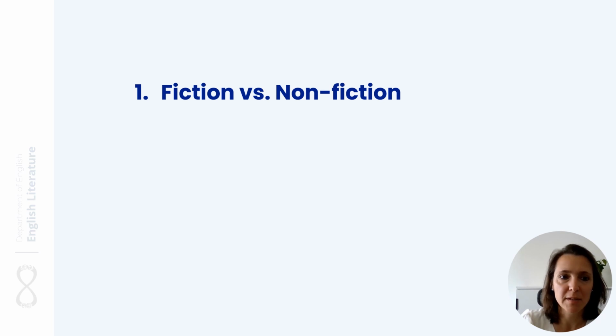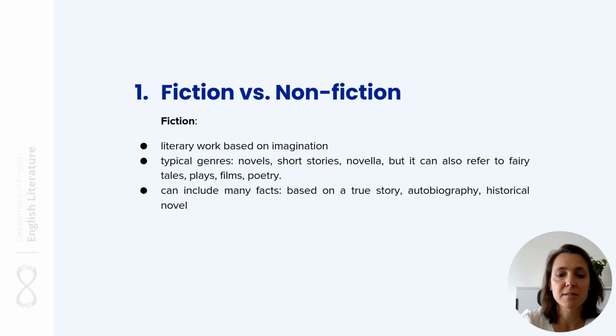So our first term is fiction. Fiction is a literary work based on imagination. So they are imagined or invented by the author. Typical genres of fictional texts are novels, short stories, novella, but it can also refer to fairy tales, plays, films, and poetry. Fictional works often feature fictional characters, events, and settings. Can include also many facts based on a true story, autobiography, or historical novel.